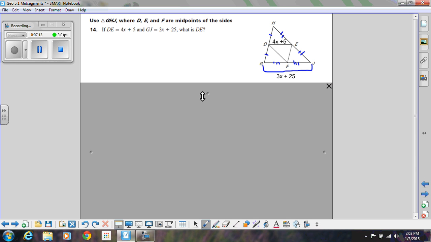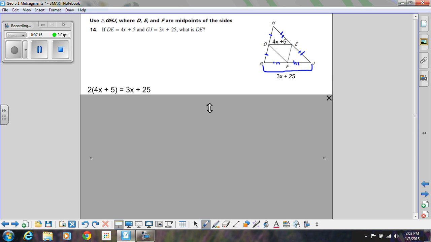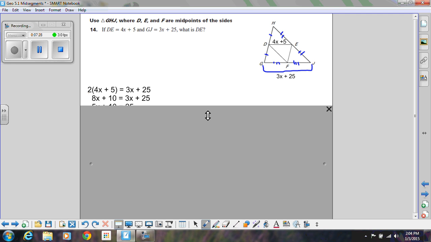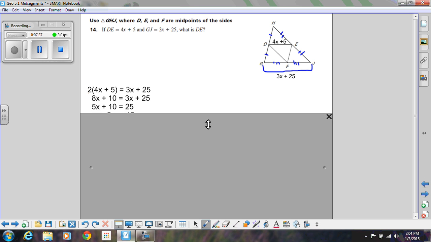So what we can do now is we can say, all right, I need 2 of those 4x plus 5s to equal that big side. So if I create that equation, then all I have to do is solve for that. So we're just going to distribute. So I'm going to get 8x plus 10 equals 3x plus 25. Then I'm going to subtract the 3x from both sides. That gives me 5x plus 10 equals 25.